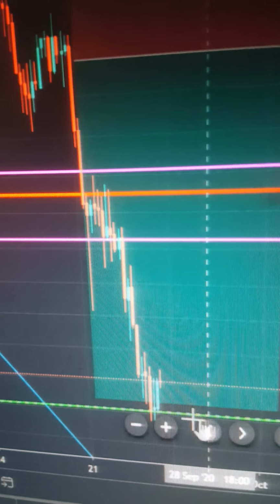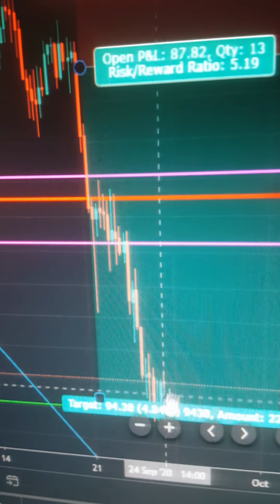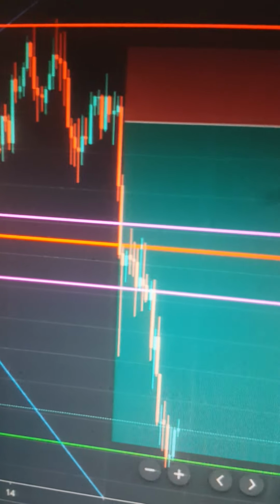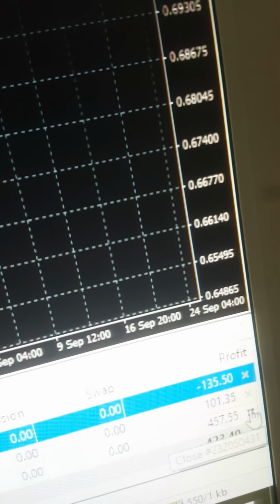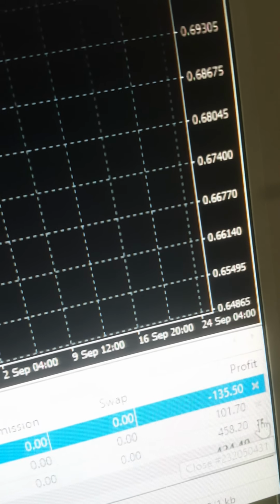And the doji appeared here, an engulfing candlestick appeared. So I don't think we're gonna make it up. So I'm gonna close the gold trade right now. And EURUSD, I'm not sure about it.